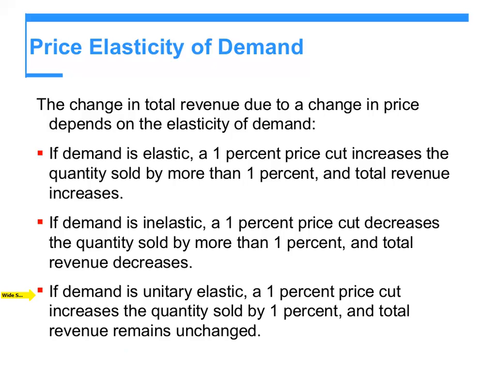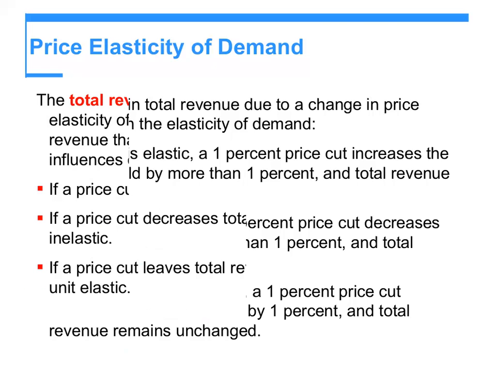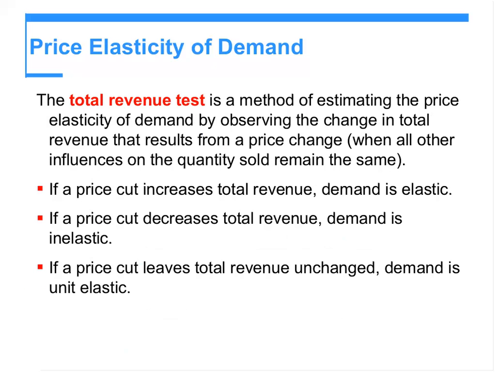Okay? So let's go further. The total revenue test is a method of estimating the price elasticity of demand by observing the changes in total revenue that result from a price change when all other influences on the quantity sold remain the same. So we are now looking at the changes that you have in revenue. You are observing the total change in total revenue that result from a price change, and all other influences on the quantity sold remain the same.